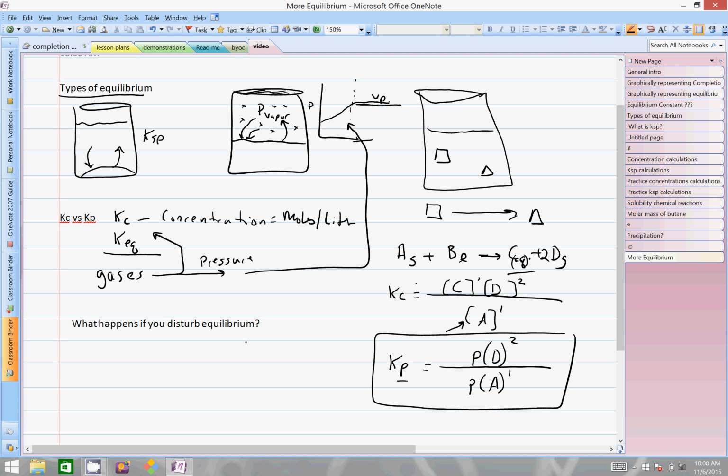So inside of a container, all right, we're going to have some of both. They're going to have some A's in here.